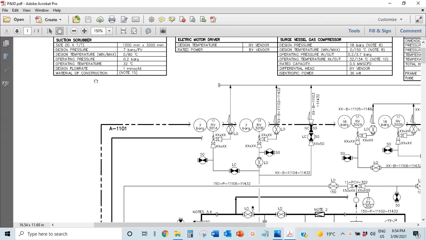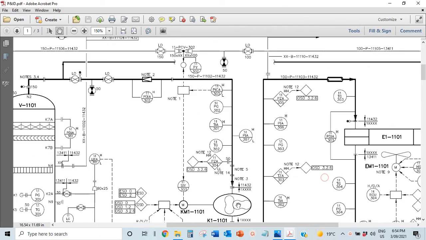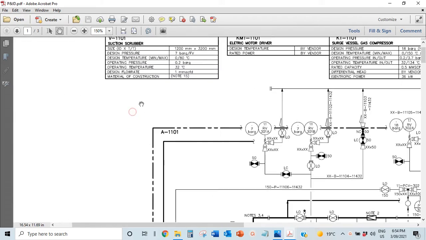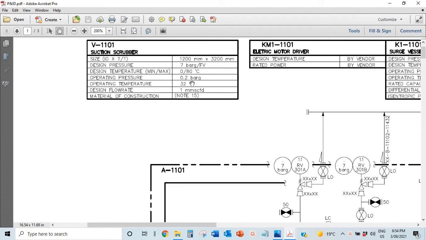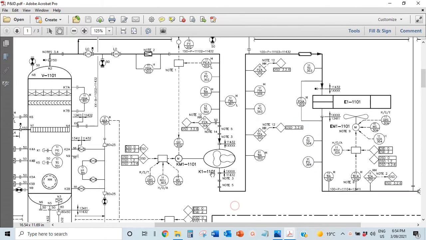Now when you come here, you can see this is the suction scrubber, before the compressor, and then you have a discharge scrubber at the other end. This is operating at 0.2 bar, and the operating temperature is 32 degrees Celsius. That's what comes out here. But when it goes into this compressor, it's compressed to a higher pressure, and you cannot compress gas to a higher pressure without the temperature increasing.